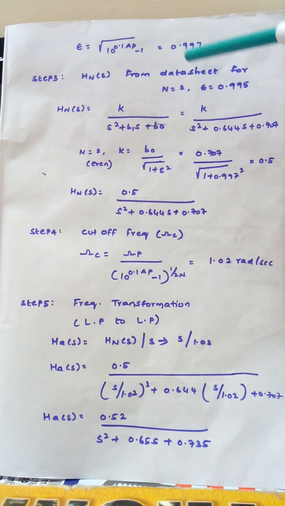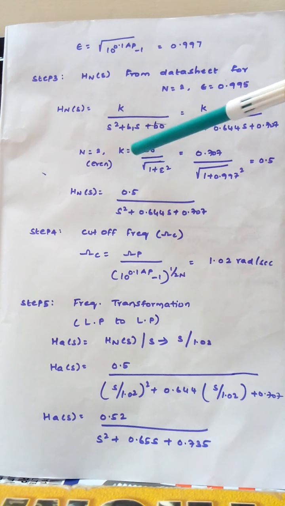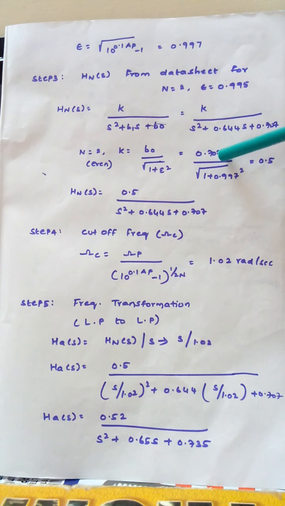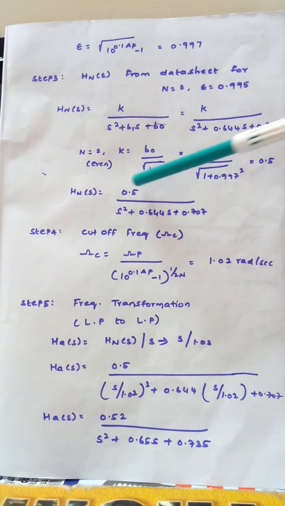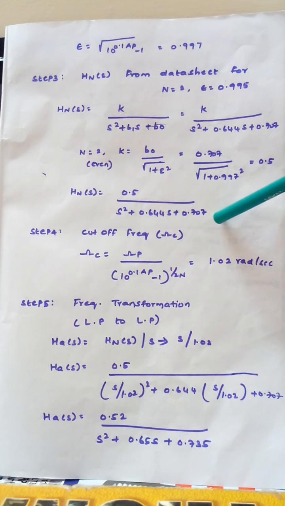For the K value, n should be either even or odd. Here we are getting an even value, so K will be B0 divided by root of 1 plus epsilon square. So here it is 0.707 divided by root of 1 plus 0.997 the whole square, so it is 0.5. So this is the transfer function of the system: 0.5 divided by s square plus 0.644 s plus 0.707.